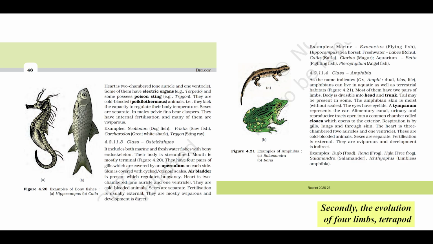Secondly, the evolution of four limbs, tetrapod structure, was obviously a major adaptation for locomotion on land, allowing them to move away from the water's edge, although their limb structure is less efficient for sustained running than later tetrapods.